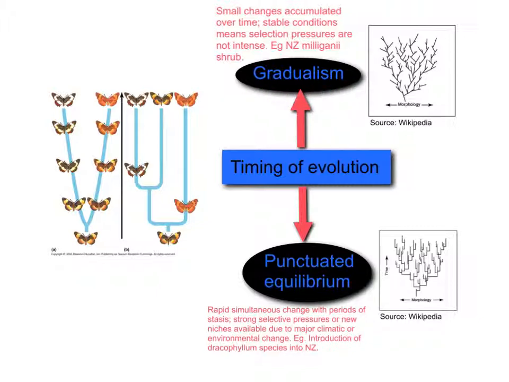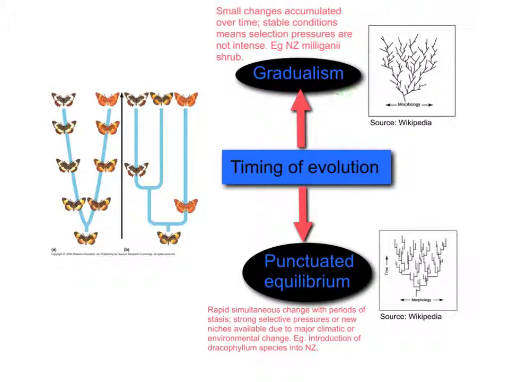Gradualism tends to take place when there is a very stable environment. So when the selective pressures are not very intense, it means that very small changes within a species are accumulated over a long period of time. So any change in allele frequency will take place over a very, very long time. It's quite difficult to see the changes that are occurring in a short period of time.